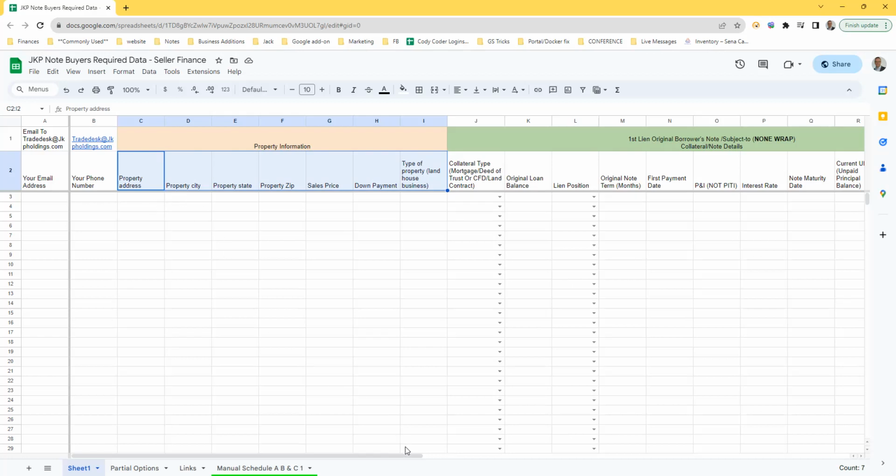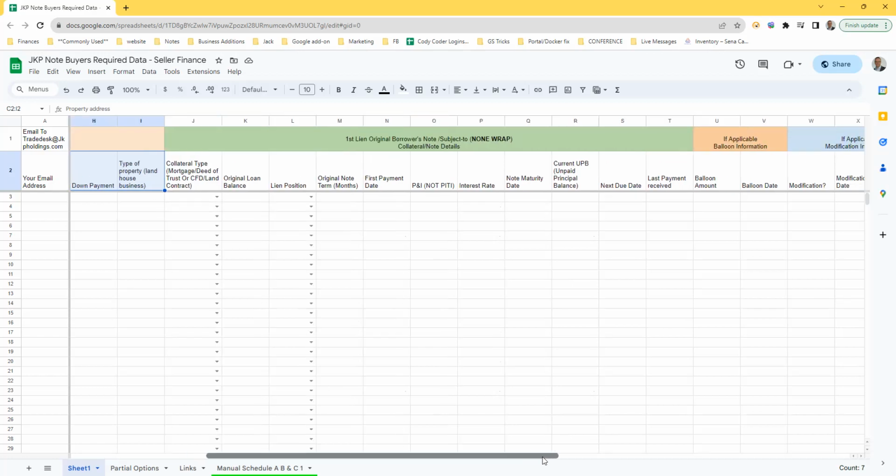The next green section here, or the scroll over, we're going to see this is the non-wrap loan. This is the original subject to note that you're subject to and what you're paying out every month to the bank or whoever the underlying lender is on that first lien note.